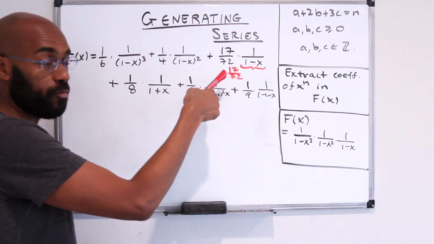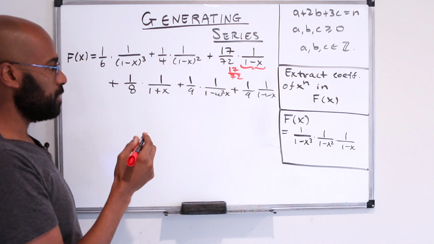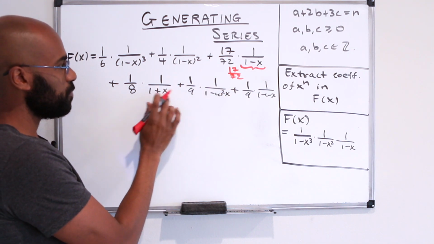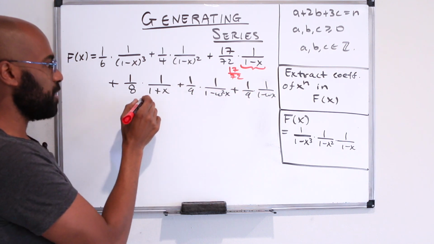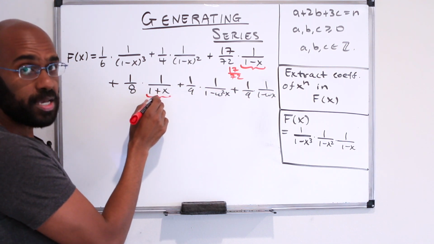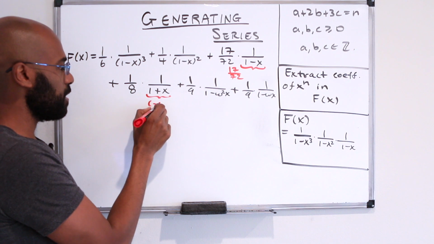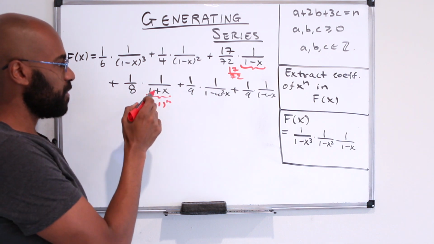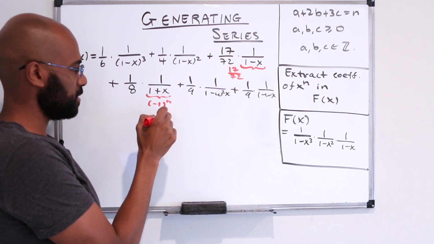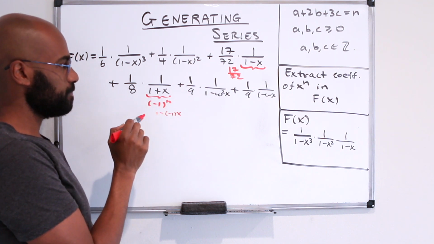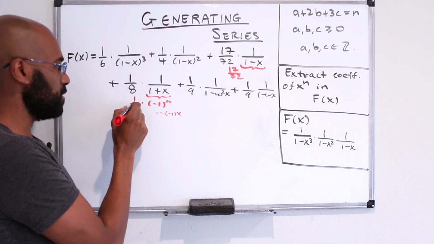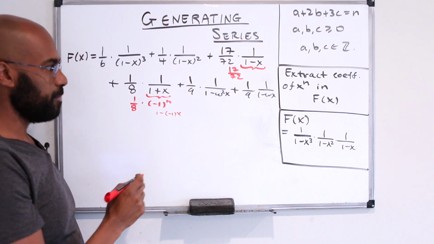Because that's the coefficient of x to the n regardless of what n is. We can do a similar thing for each of these three series right here. Here, the x to the nth coefficient is going to be a negative 1 to the n, thinking about this as 1 minus negative 1x. We have to multiply by this 1/8 constant, so we'll get 1/8 times negative 1 to the n.